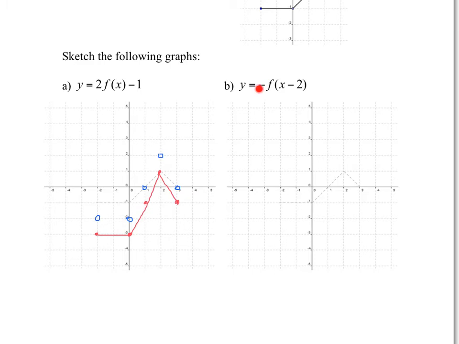This is a reflection, and this is negative y. So all the y values that are negative become positive. So this is reflection over the x-axis, so up and down. Okay, so all the points would get reflected.